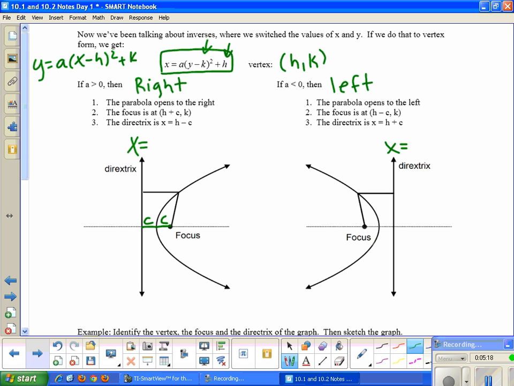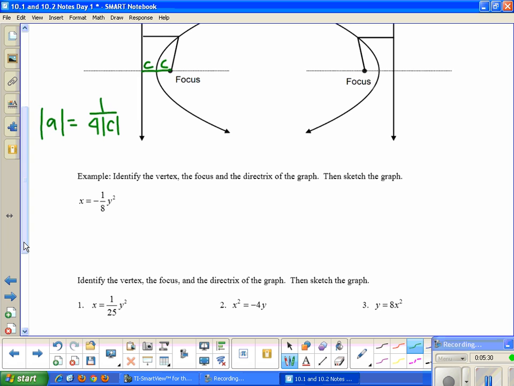which again we're calling our c value. How do you find the c value? The absolute value of a is equal to 1 over 4 times the absolute value of c, which is important to know. So let's go to some examples.